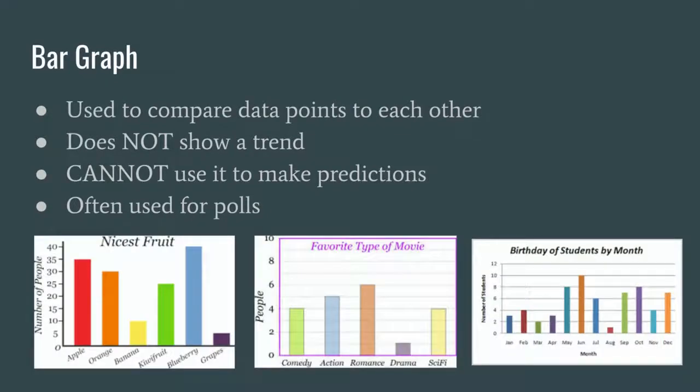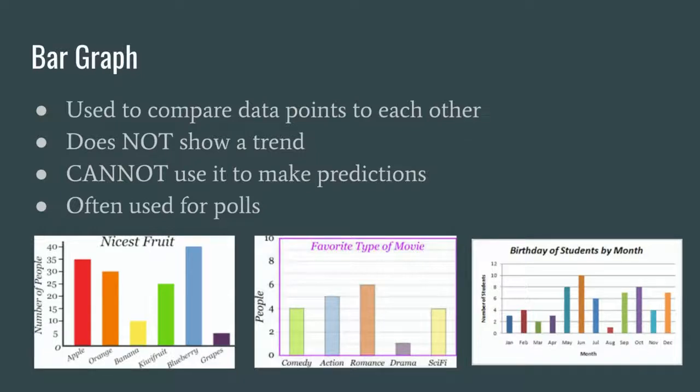The bar graph is one that I see more often than it should. Bar graphs are used to compare data points to each other. If you look at some of the graphs at the bottom, they're typically surveys. How many people surveyed liked comedy movies, or liked apples versus oranges, bananas, kiwis, blueberries, grapes? How many people have a birthday in which month of the year? Everything at the bottom, they're not numbers typically, unless it's a day of the week. I mean, you could convert the months to a number, yes.